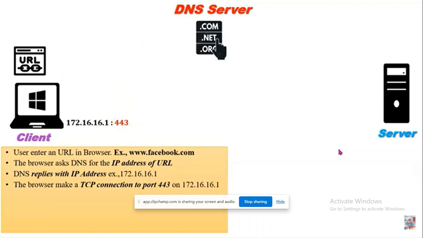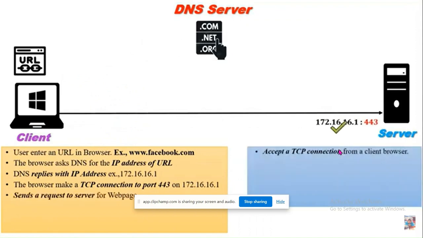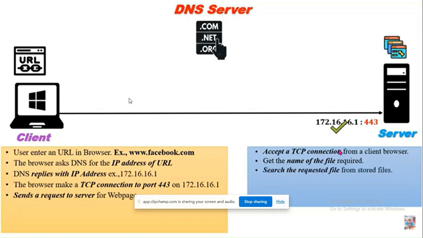Now, the browser sends a request to the server. The server will accept that TCP connection. From that client request, the server will get the name of the file, which file is required by the client. Now, the server will search for the requested file from the stored files, and then the server will get the file from the directory. After finding that file, the server will send a copy of that file to the client.